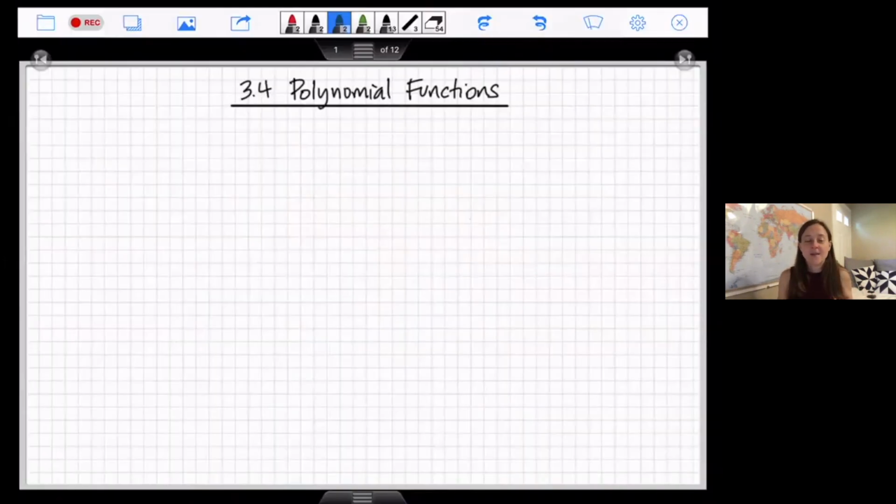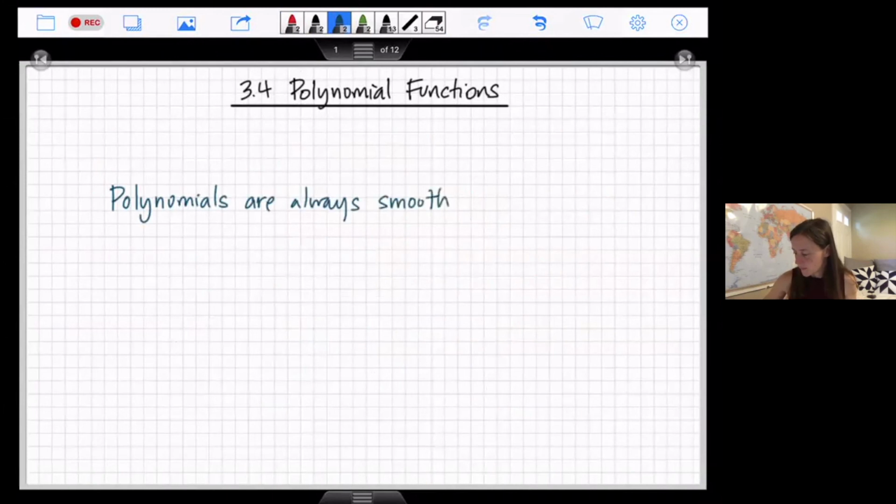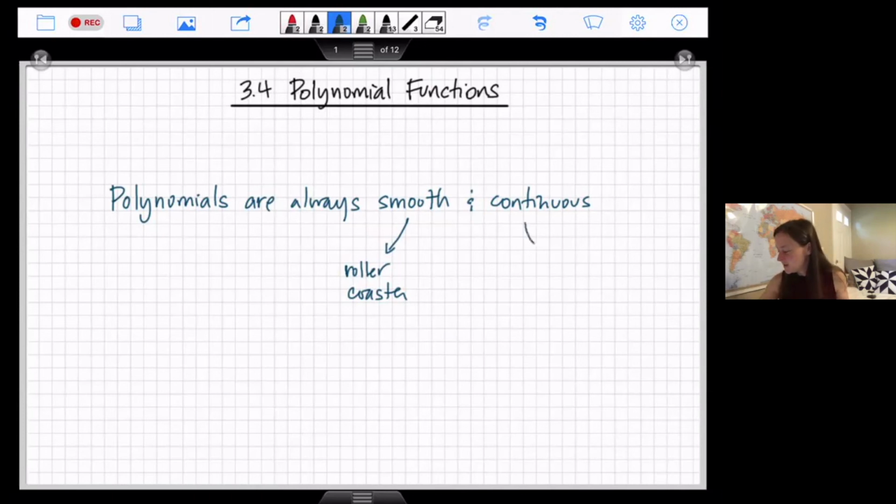All right, so I just want to write that down as a rule that polynomials are always smooth and continuous. Okay, smooth, meaning like a roller coaster. You never have a roller coaster shaped like an absolute value graph. And continuous, it means you can draw it without picking up your pencil. All right, so we'll figure out more in the next video how to determine what the graph of a polynomial looks like.